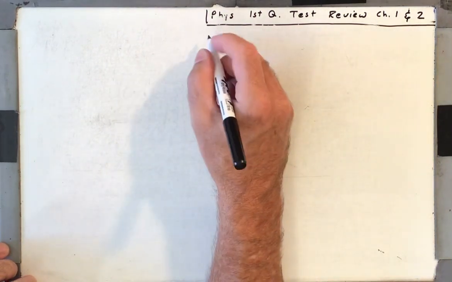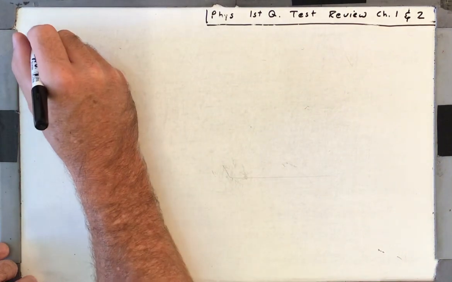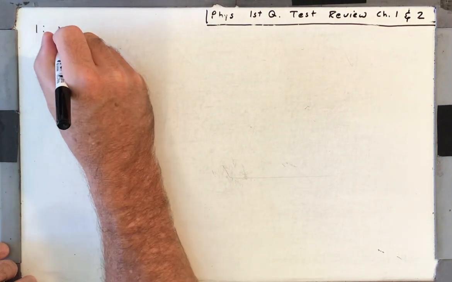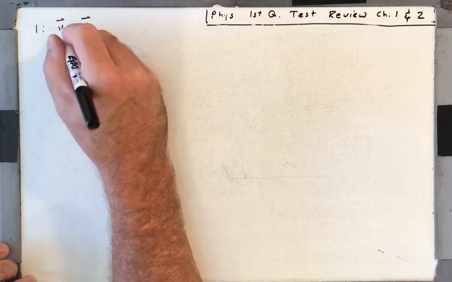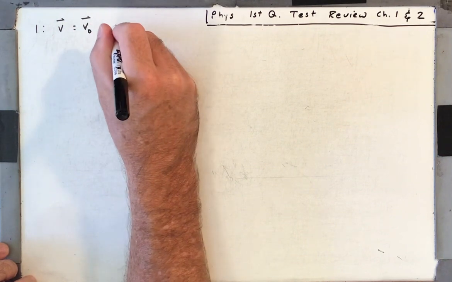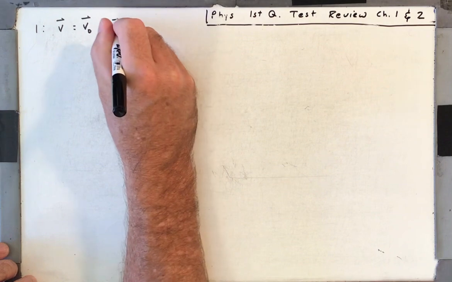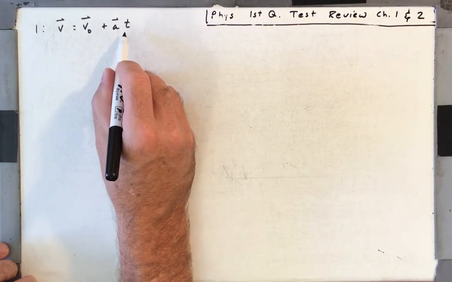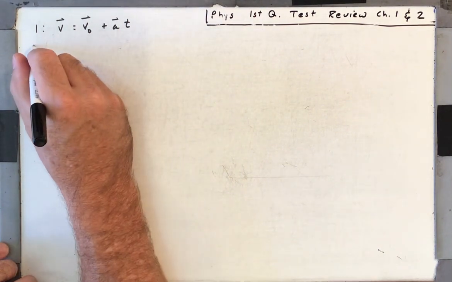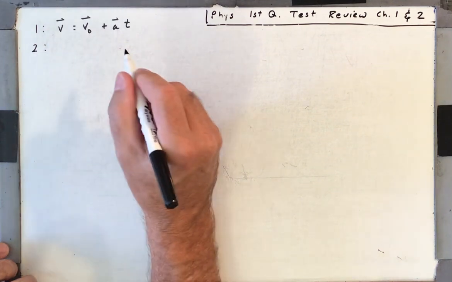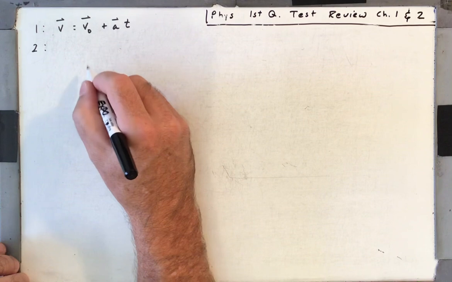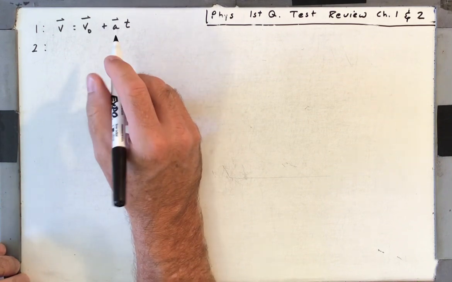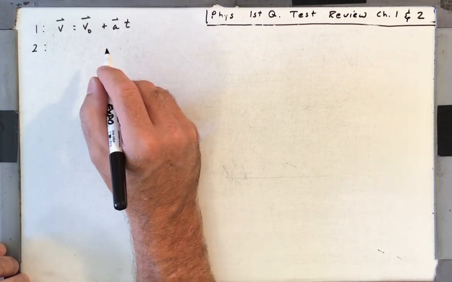So we have 3 basic equations in chapter 2. Equation 1 is final velocity is equal to initial velocity plus acceleration times time. Remember, we don't have an x and y component here in chapter 2 because it's kinematics, right? It's either going straight up and down or right and left. Okay, no angles to worry about.